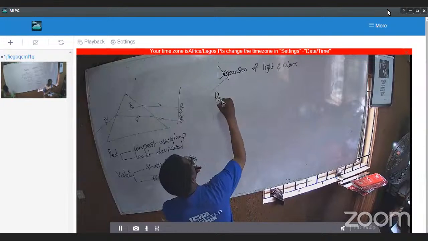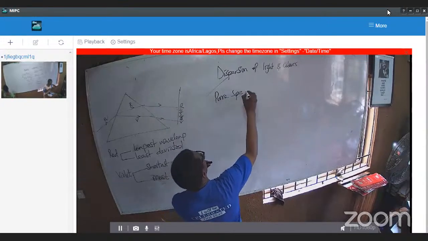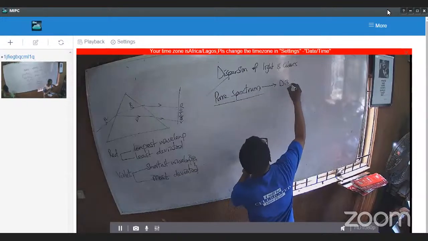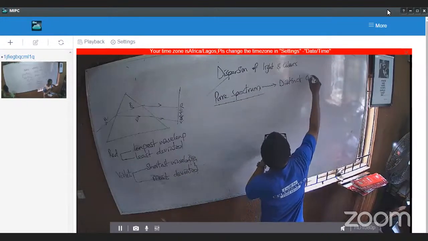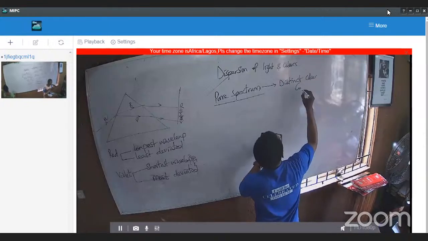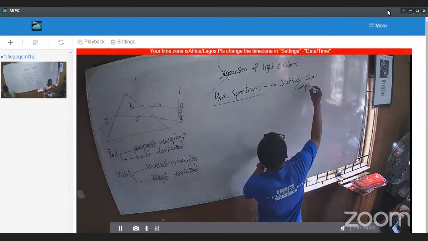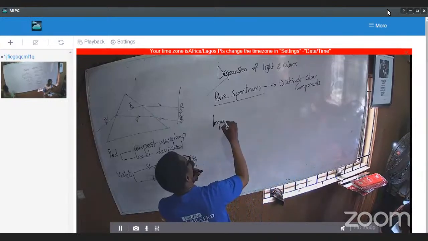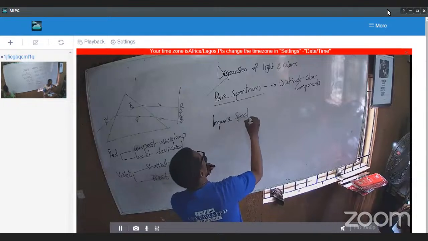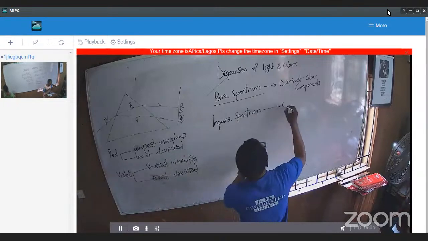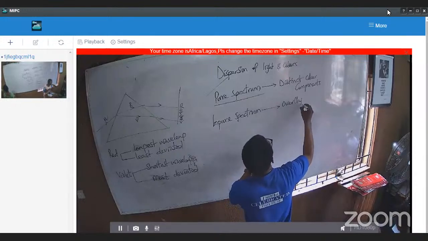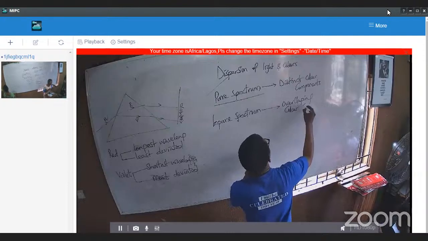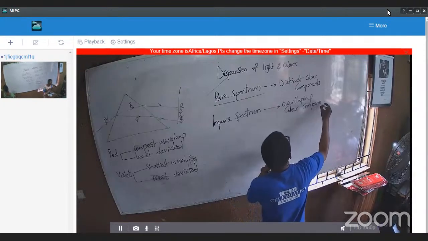What is pure spectrum? This one gives distinct color components. Distinct color components is pure spectrum. The impure spectrum is when you have overlapping color components.